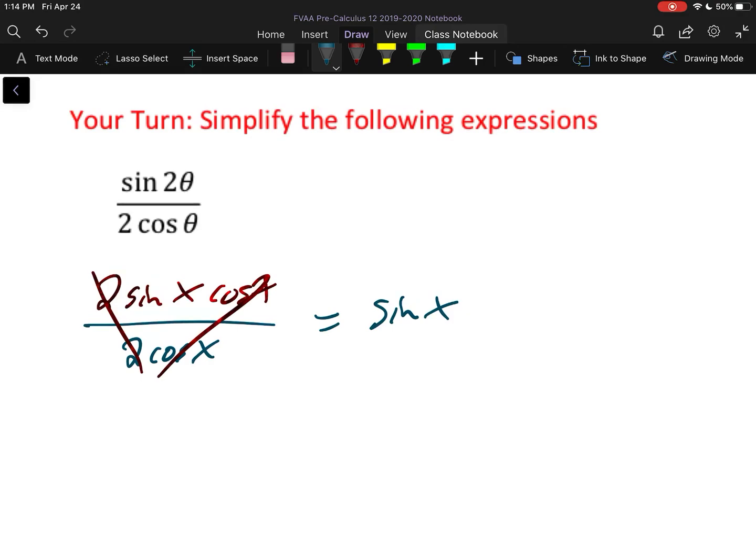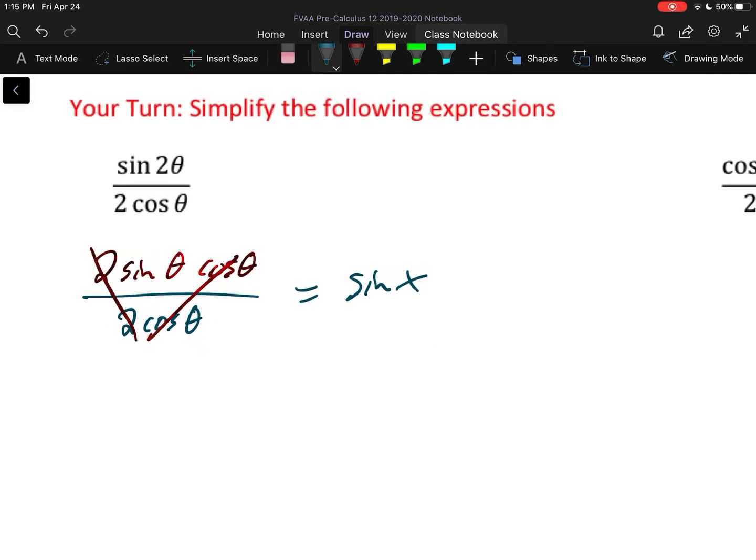Or sine theta. Here, let me just substitute all these x's for thetas. Sometimes they'll use x, sometimes they'll use theta. Sometimes they'll use a, like in our reference table at the beginning, they were using a. In the end, it's all the same. It's just a variable. Okay? So my final answer would be sine theta.